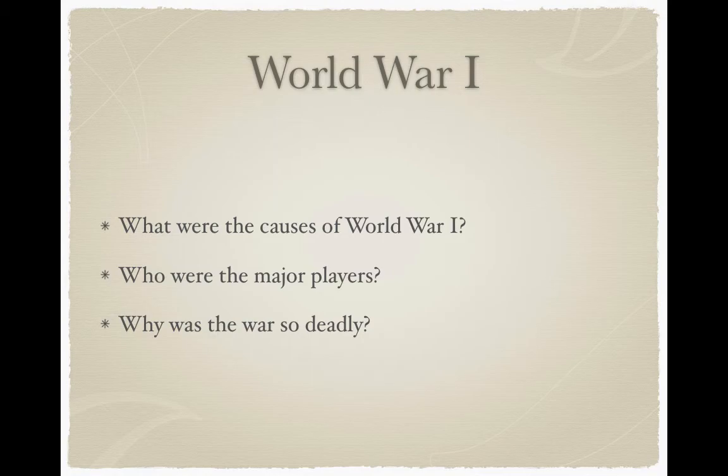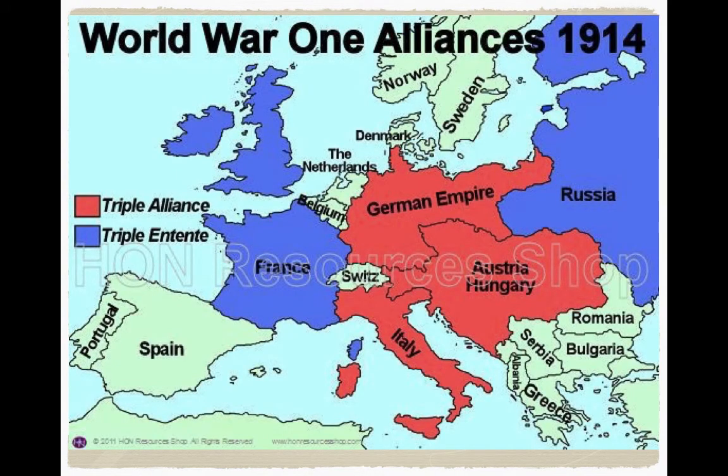So make sure that you can articulate the causes of World War One, that you know who the big players were, who was involved, and what makes the war so deadly. And then all of that is going to spill over into the Weimar Republic and what happens in the aftermath of World War One in Germany and the build up to World War Two. So this is just a map to remind you of the alliances in 1914.